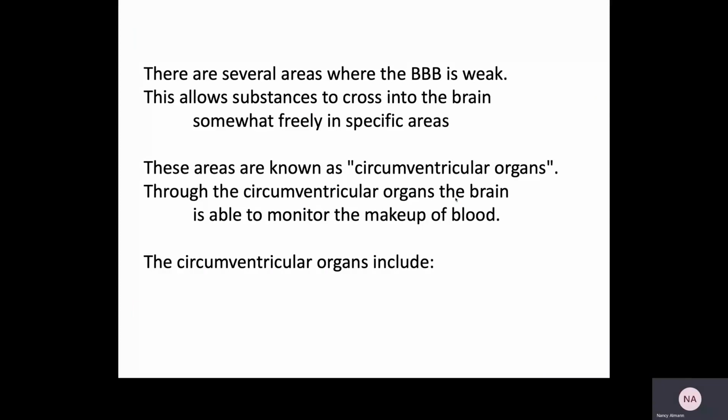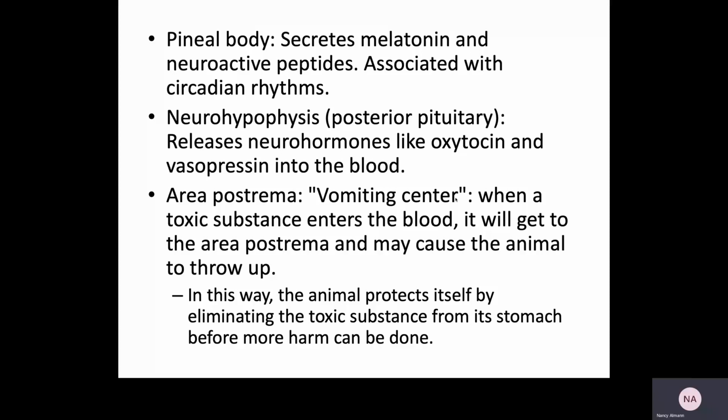Now, there are several areas where the blood-brain barrier is weak, which means that substances can cross into the brain in those areas. They're known as the circumventricular organs. And because of the circumventricular organs, the brain can actually monitor the composition of blood. There are multiple circumventricular organs, and they include the pineal body, the neurohypophysis, which is the posterior pituitary, and the area postrema.